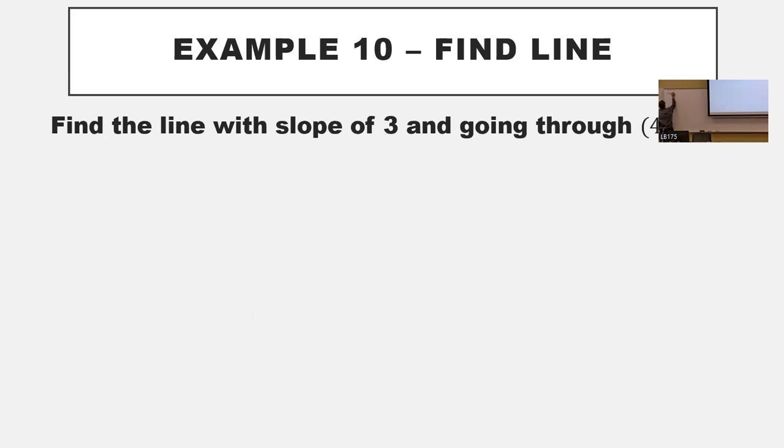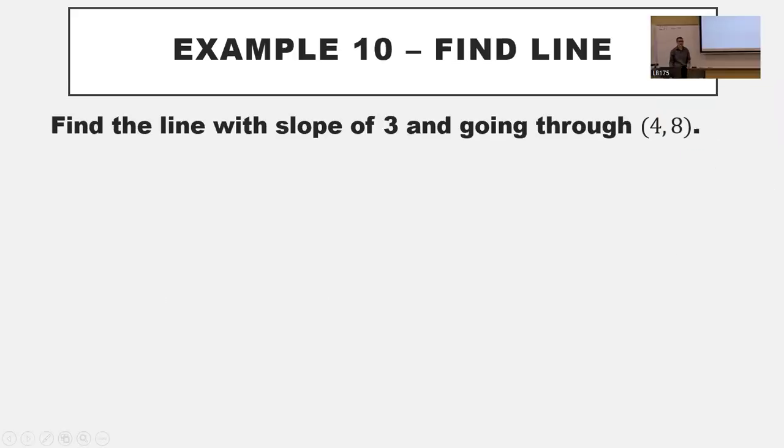Let's start out with this problem. We're going to find the line that has a given slope and it goes through a certain point on the graph. In this example, it says find the line with slope 3 going through the point (4, 8).